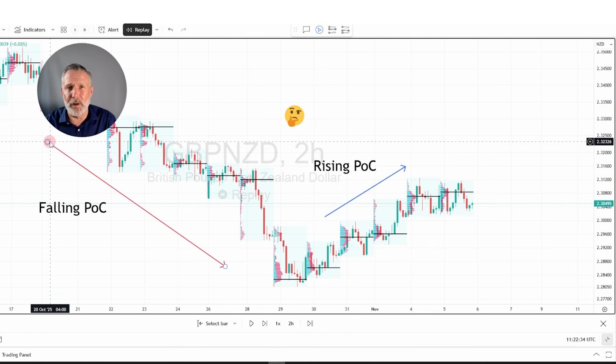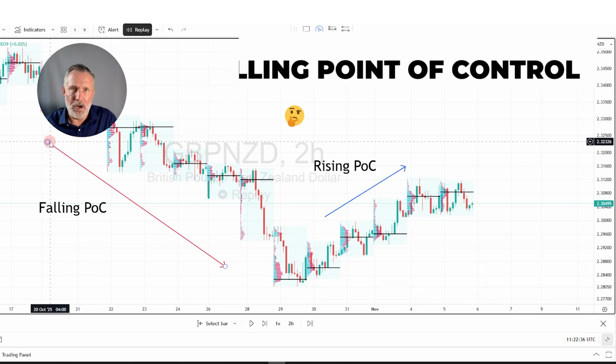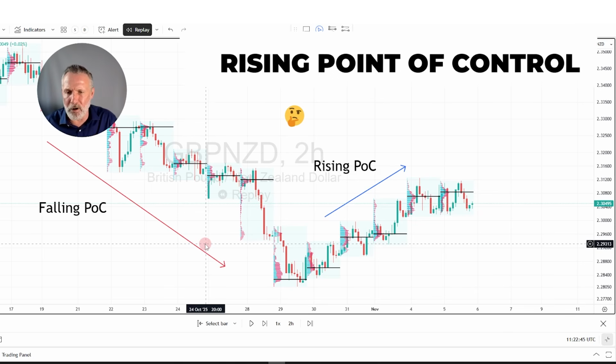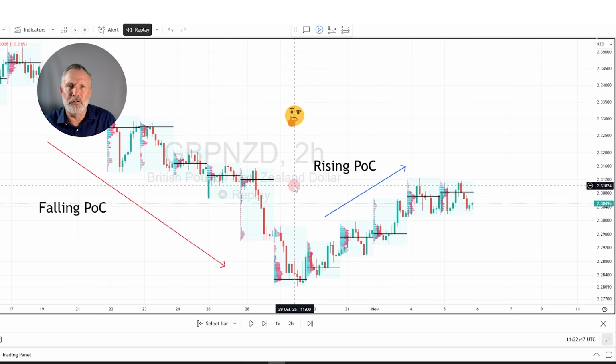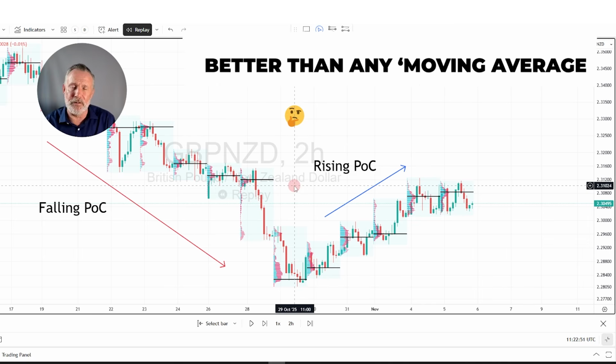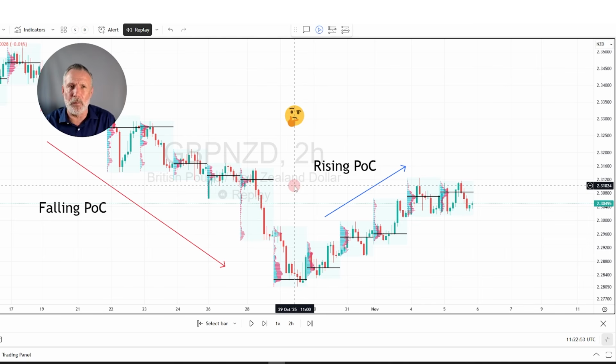Let us look at the point of control on the daily chart. A falling point of control shows that price is migrating lower. This is a bearish condition. A rising point of control shows a bullish condition. This is far better than any moving average. It shows where institutional players have actually traded and built positions. A static point of control shows a market that is in balance. Buyers and sellers are happy with the current price.